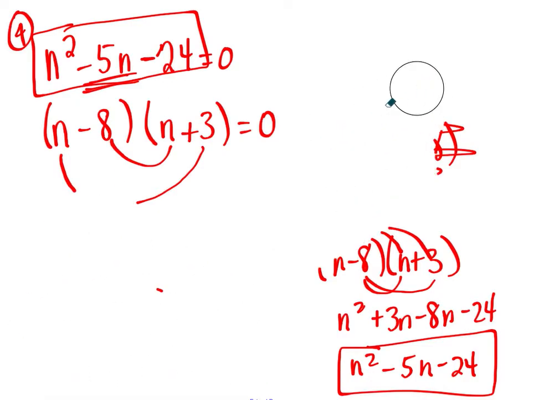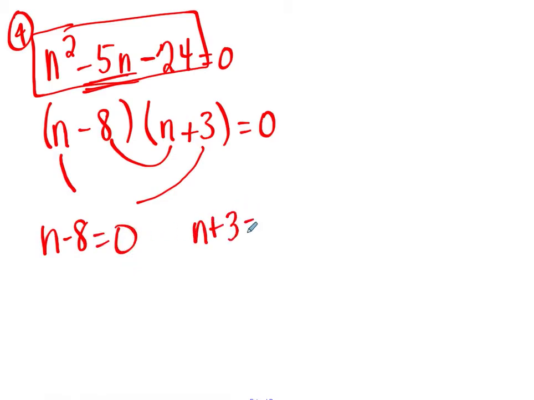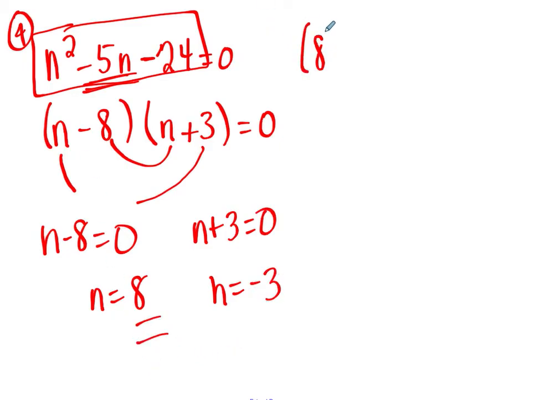You can also check it, which I don't like checking it this way because it's a little bit more work. But if you set it equal to 0, eight is the number that's supposed to work. So if I put 8 squared minus 5 times 8 minus 24, that should give me 0.